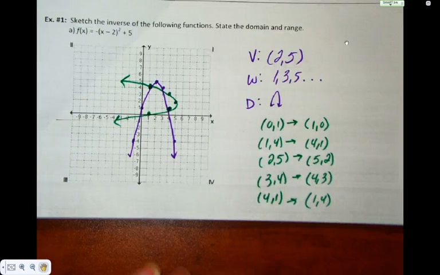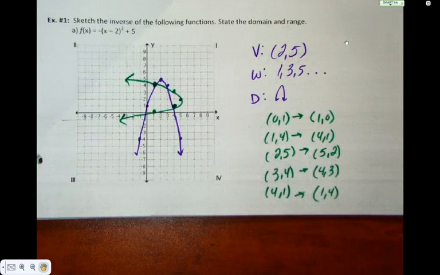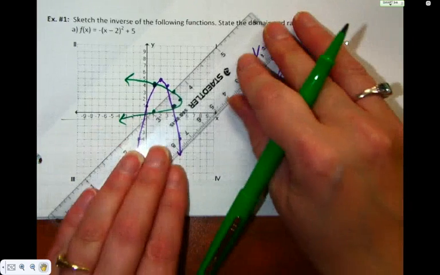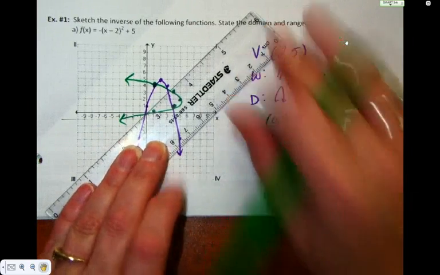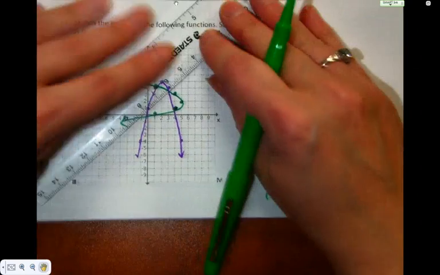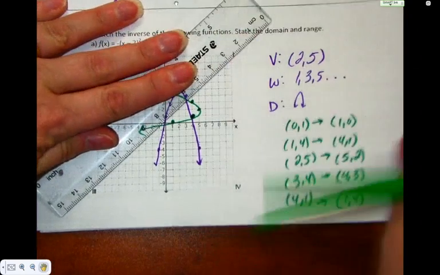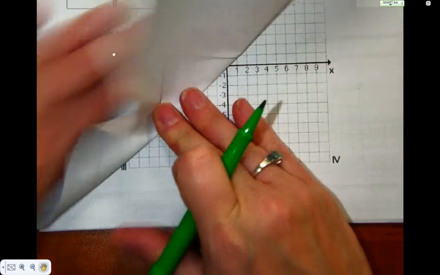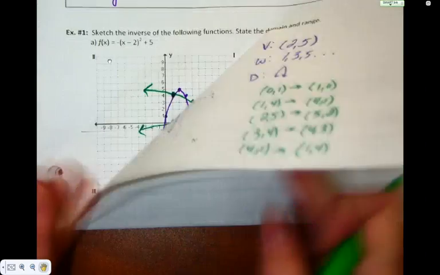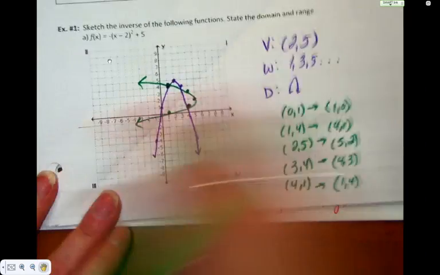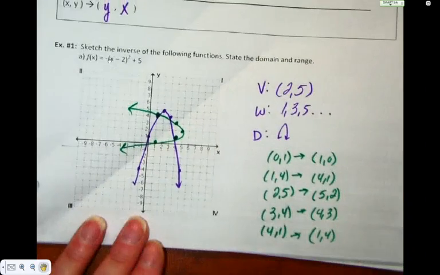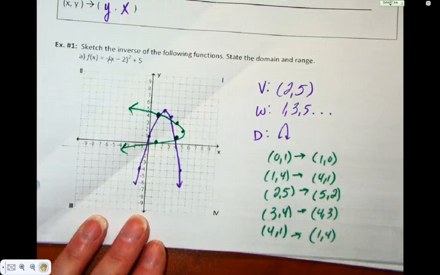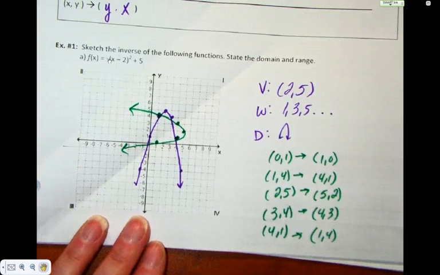If it helps you visually to draw that imaginary line, draw it, but you don't need to have it. If you just want to check it, put your ruler through 0, 0, 1, 1, 2, 2, 3, 3, 4, 4. Fold it. Go ahead, do it. Check. Right on top of each other. Then state the domain and range.